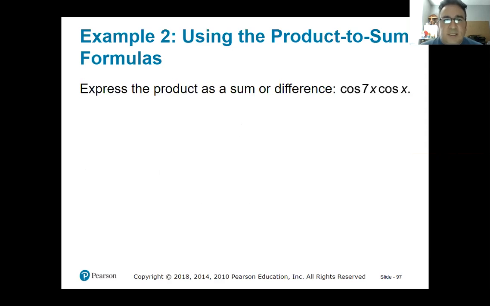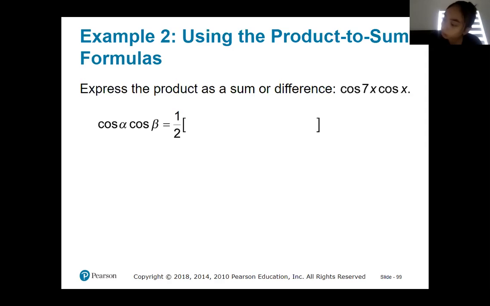Example 2. Express the product as a sum or difference: cosine of 7x, cosine of x. So which of our formulas are we going to use? Cosine A, cosine B. Good job, Gisele. Cosine A, cosine B, which is the formula. What's the formula, Gisele? Half cosine A minus B plus cosine A plus B. There you go. That's the formula.